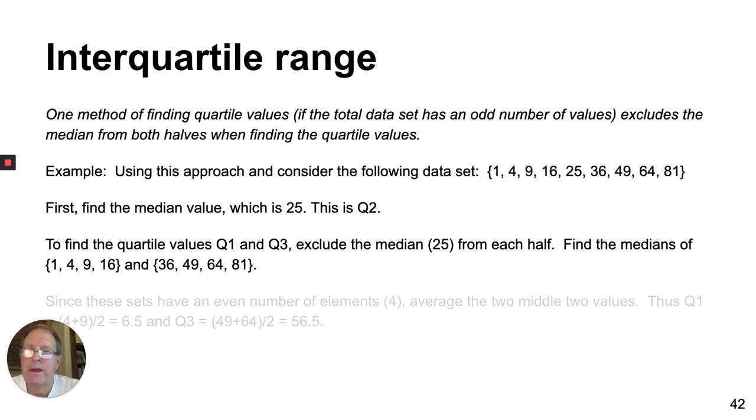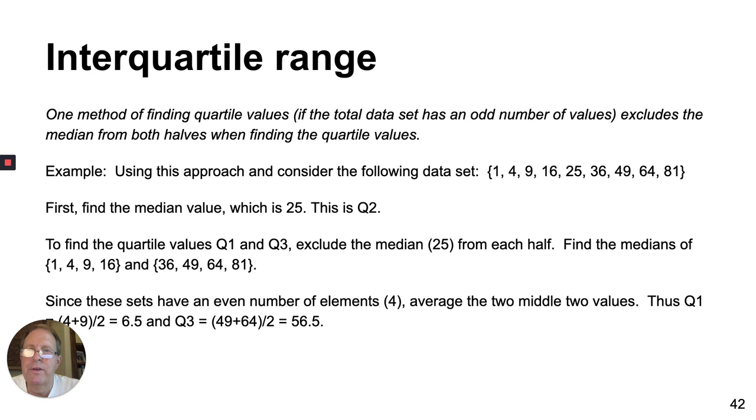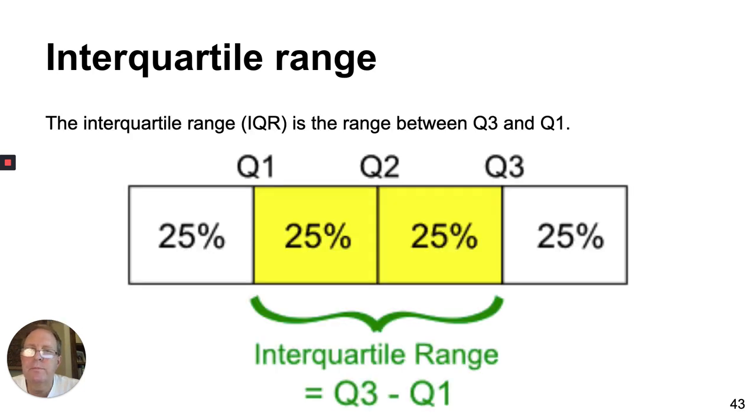This slide right here gives you more detail on how to calculate the interquartile range. If you want, you can come back to this slide. The interquartile range is the range between Q3 and Q1. It is a single number. Interquartile range is Q3 minus Q1.